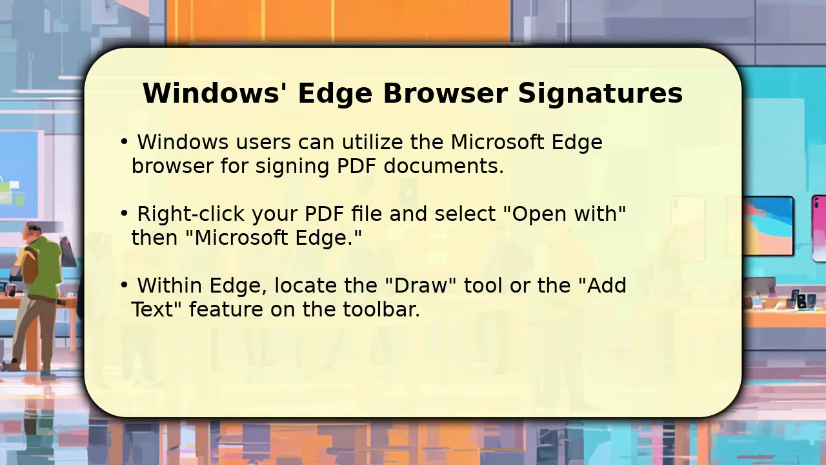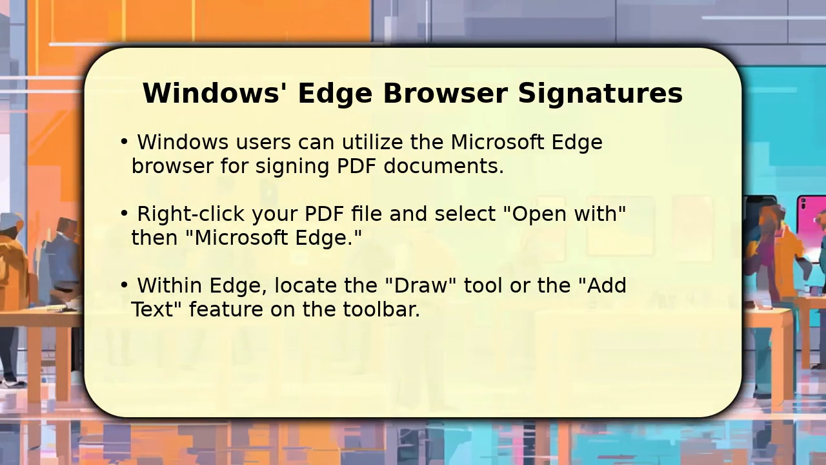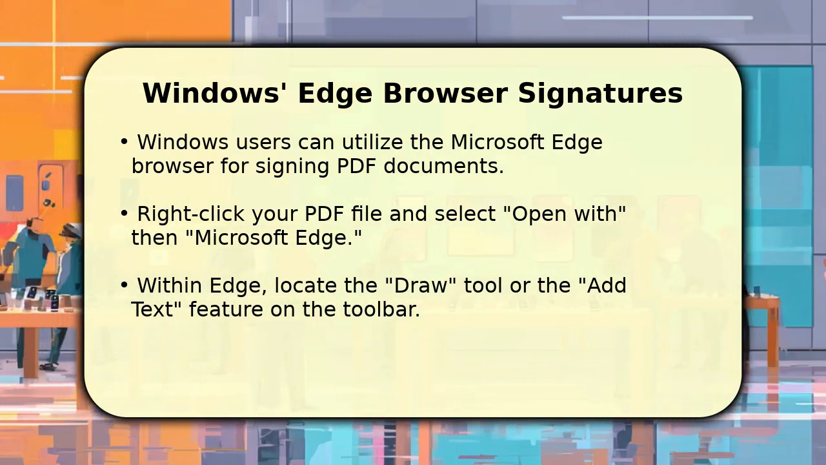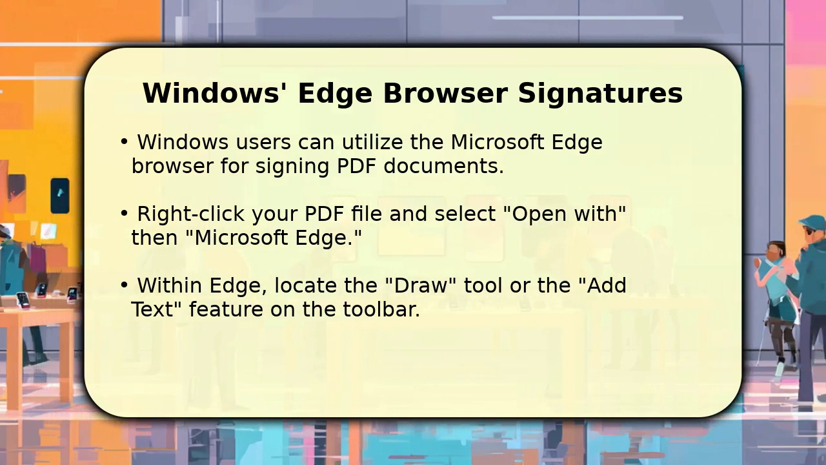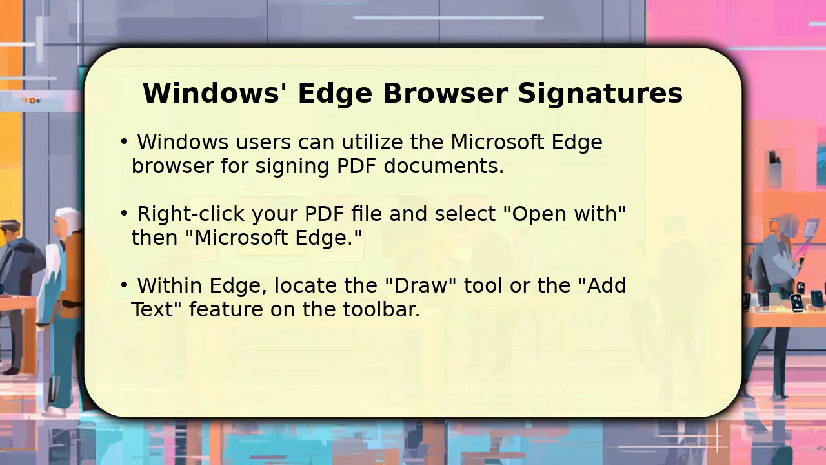On Windows, the Microsoft Edge browser provides a simple solution for signing PDFs without extra software. Open your PDF file directly with Edge. Once the document is open, find the drawing tools or the text box option on the toolbar at the top.